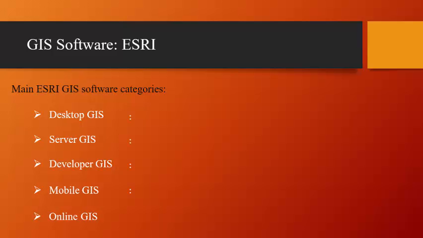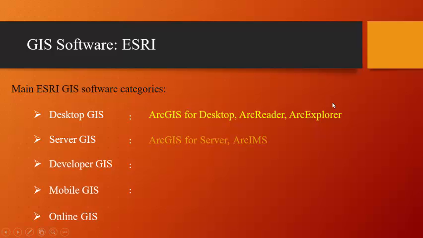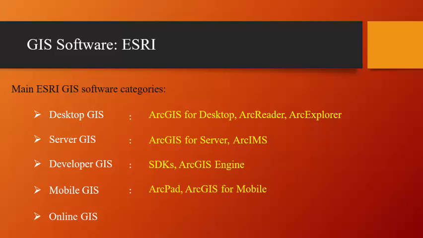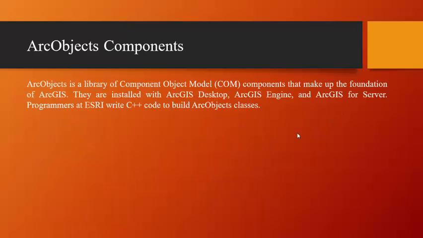From desktop GIS, we all know ArcGIS for Desktop, ArcReader, and ArcExplorer. We probably know ArcGIS for Server and ArcIMS from server GIS products, and SDKs for .NET and Java, and mobile, for example, from developer GIS, and of course ArcGIS Engine, which is needed to develop standalone mapping applications, and ArcMap and ArcGIS for Mobile from mobile GIS categories. In this course, we focus on using the SDK for .NET from developer GIS products from the company.